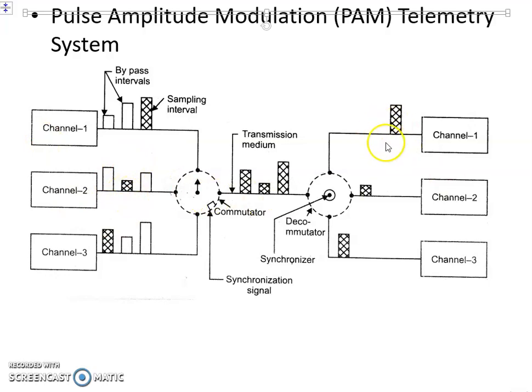Now a decommutator at the receiving end of the system operates exactly at the same frequency as the commutator and distributes the parts of the multiplexed signal to the proper output channel. In this way, the data from channel 1 is transferred, and at the receiver side, the same data is received at the same channel. So in this way, the pulse amplitude modulation telemetry system works.